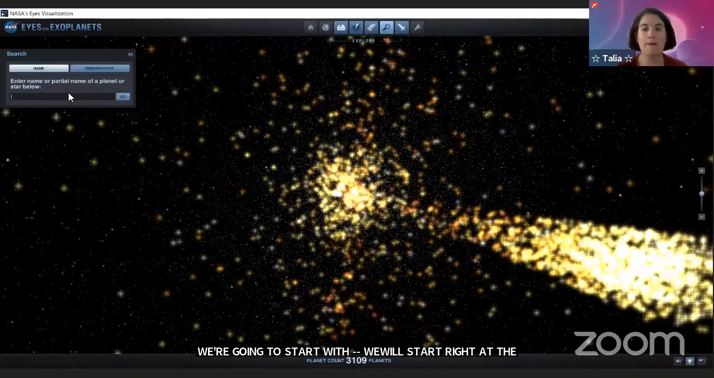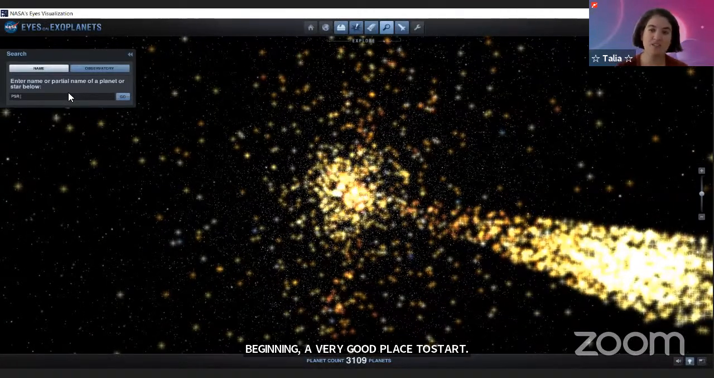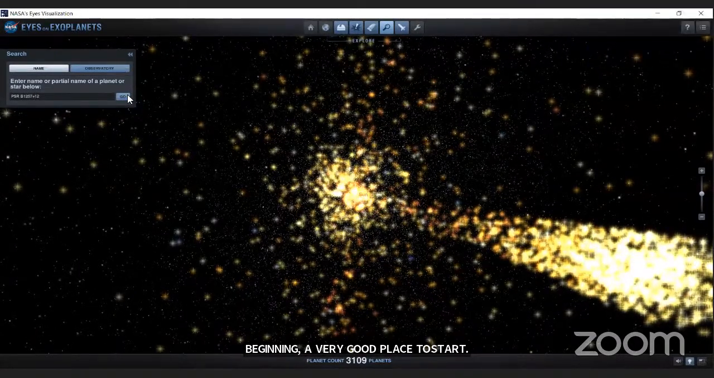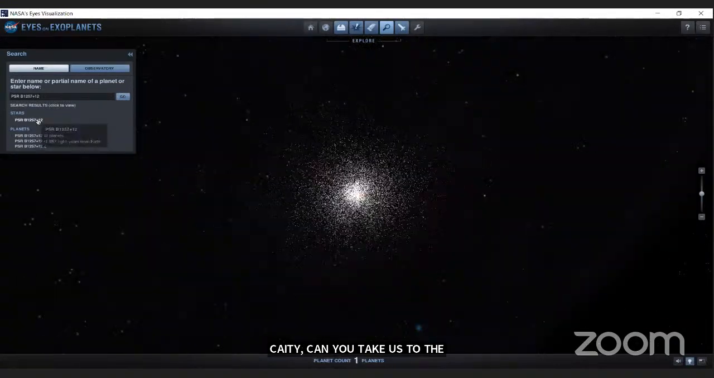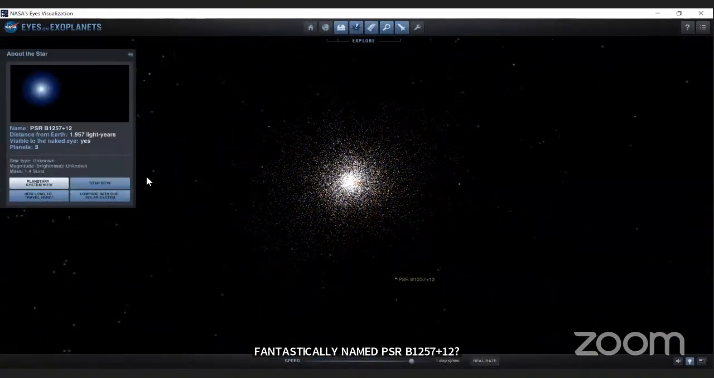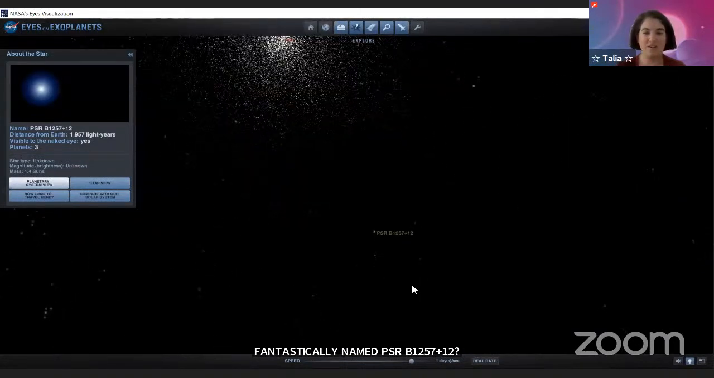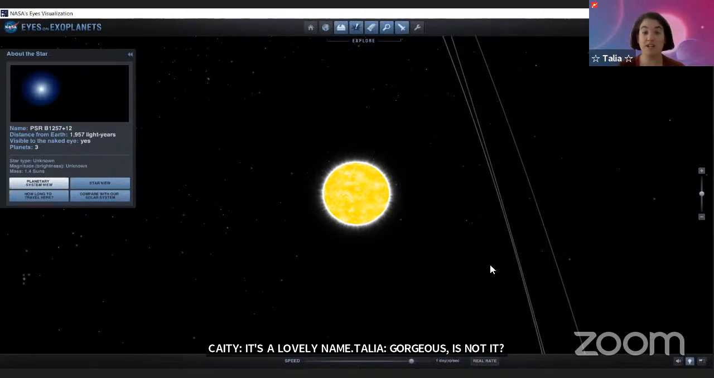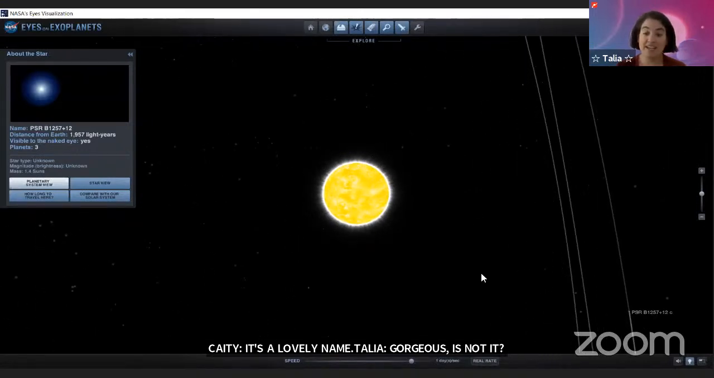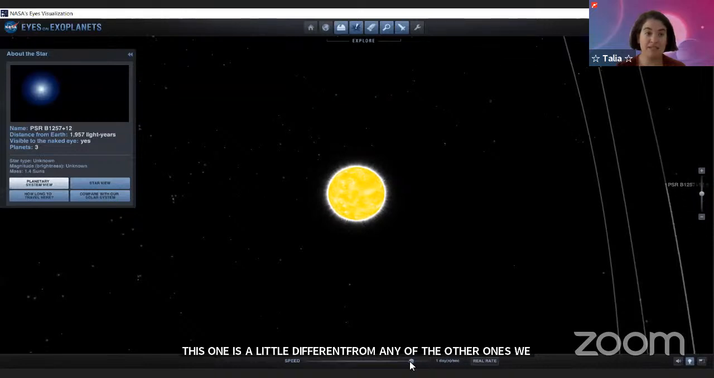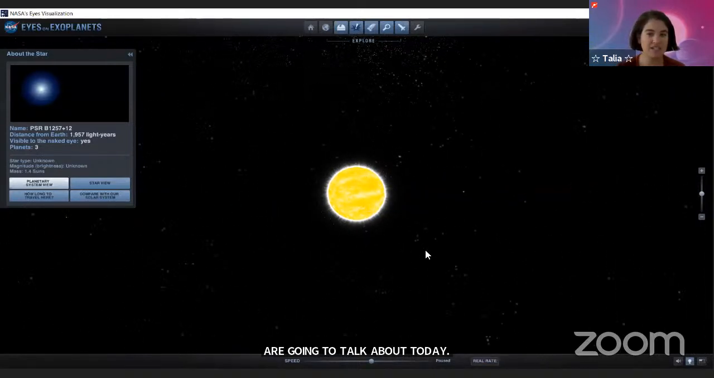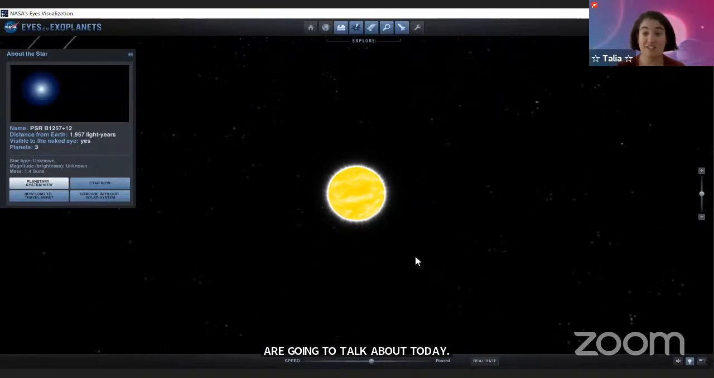fantastically named PSR B1257+12. It's a lovely name. It's gorgeous, isn't it? So here we are. We are flying to this gorgeously named system. And this one's a little different from any of the other ones we're going to talk about today. The PSR at the beginning of the name means pulsar. A pulsar is not a living star. So this graphic is a little bit deceiving because this looks like a star.